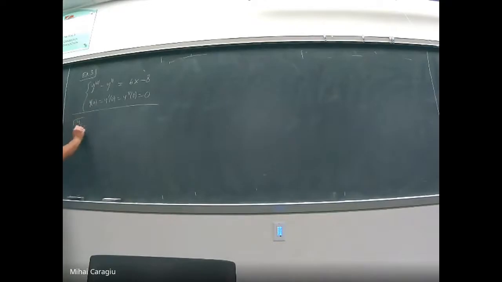Y sub c. What do I have to do? y third minus y second equals 0, this associated homogeneous equation. Characteristic equation: r cubed minus r squared equals 0. r squared times r minus 1 equals 0, it is already factored. Which is the list of characteristic roots? 0, 0, and 1.